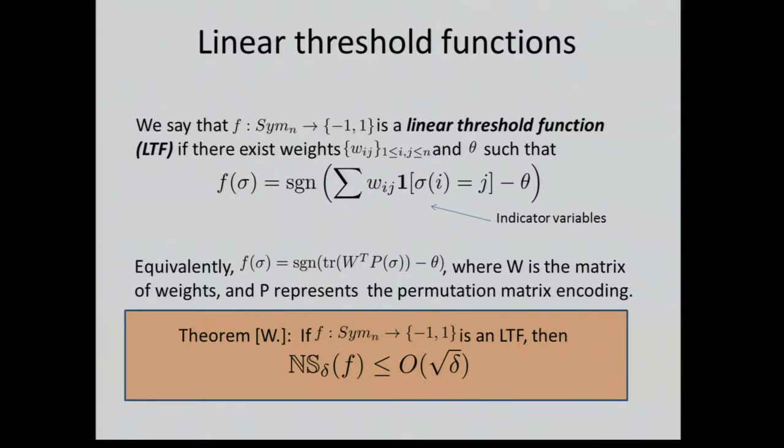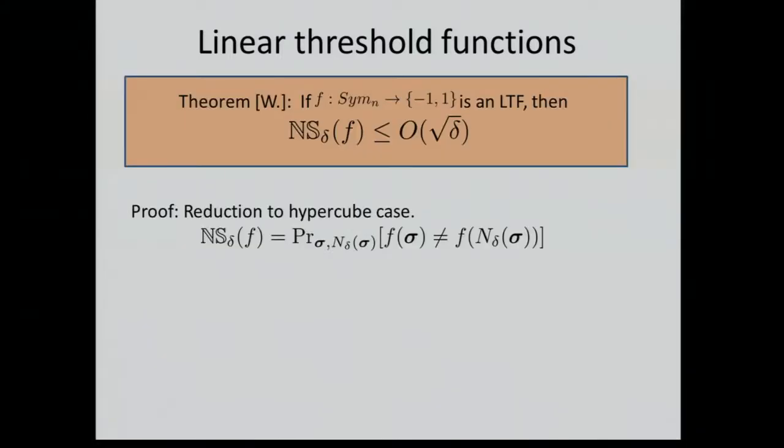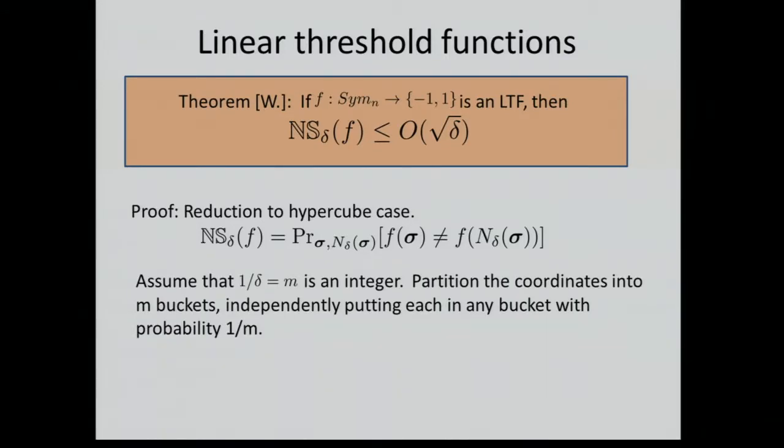And so the theorem that we prove is what you get in the uniform distribution case, essentially, that if you have an LTF in this setting, this noise sensitivity is bounded very nicely. The proof here is not too long. It's actually a reduction to problems over the Boolean hypercube. Here's what we had before, and we'll remind ourselves of the noise experiment in a moment. We'll do the case where 1 over delta equals m is an integer, and so we're going to take each coordinate and stick it in a bucket with probability 1 over m, uniformly at random from these buckets.